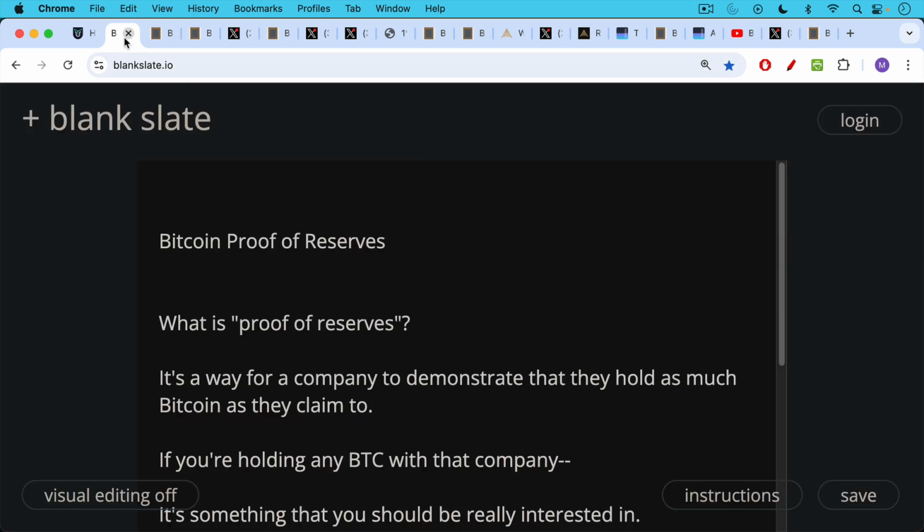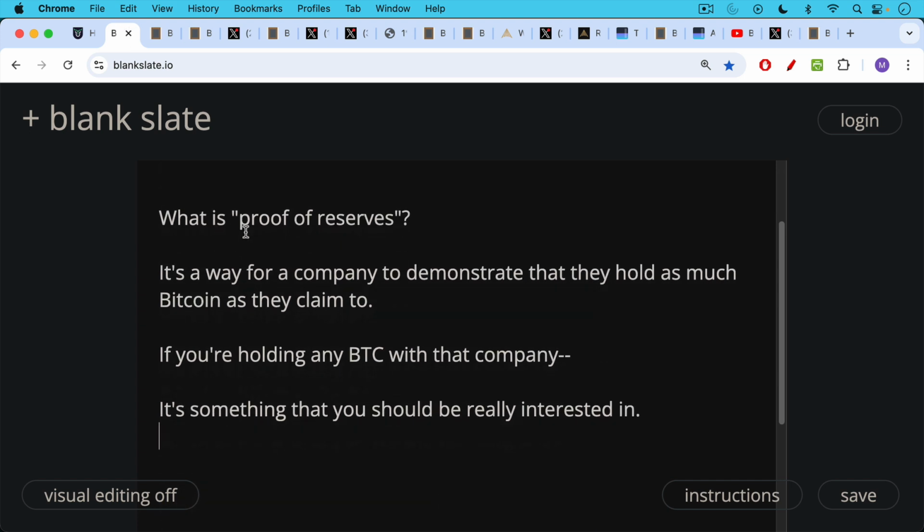Today I want to talk about Bitcoin proof of reserves. What is proof of reserves? It's a way for a company to demonstrate that they hold as much Bitcoin as they claim to. And if you're holding any Bitcoin with that company, it's something that you should be really interested in.